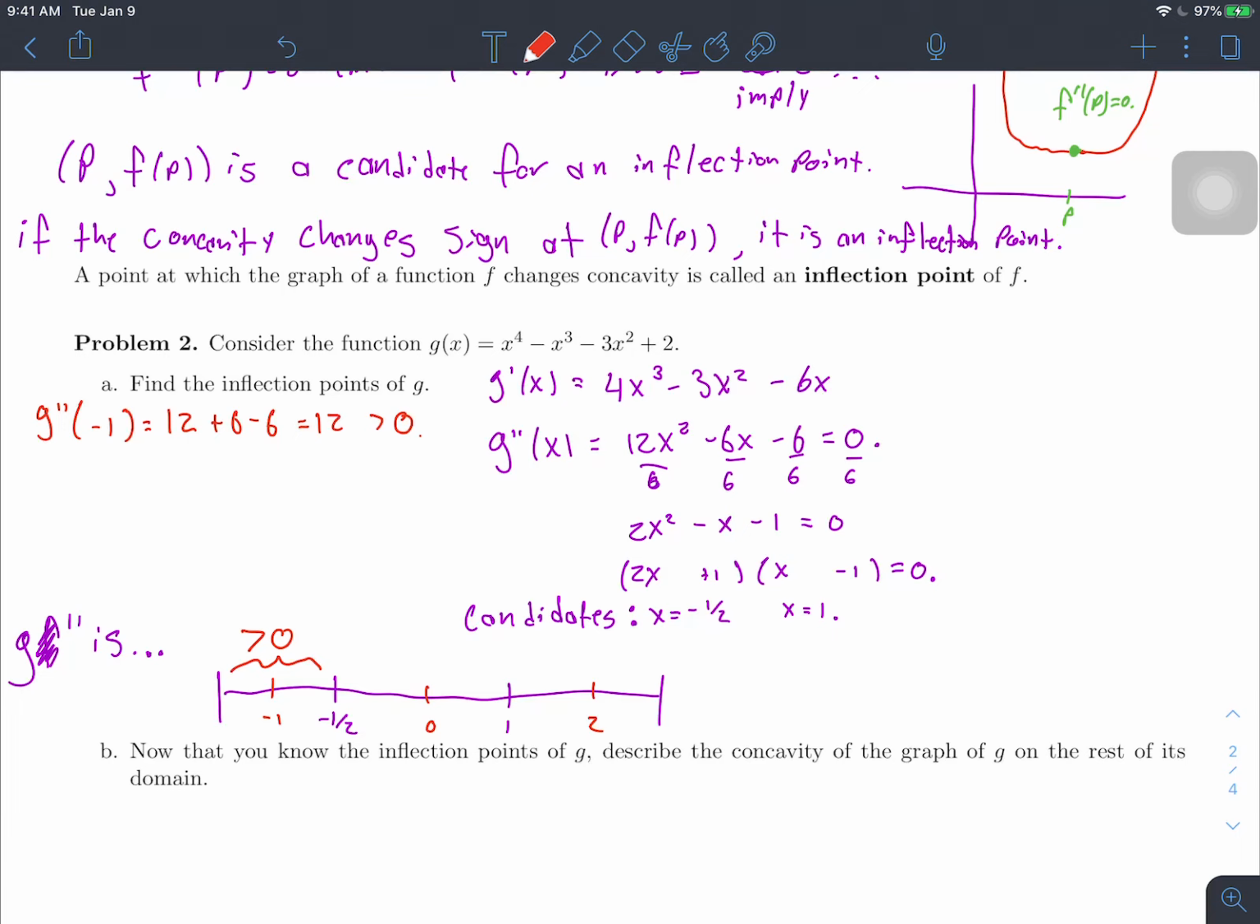Let's check what's going on with g double prime in the next interval. We'll use our test point 0 to check. G double prime of 0, that's going to be equal to 12 times 0 is 0, plus or minus 6 times 0, minus 0, minus 6 equals -6, which is less than 0. So we know that in this interval here, g double prime is less than 0.